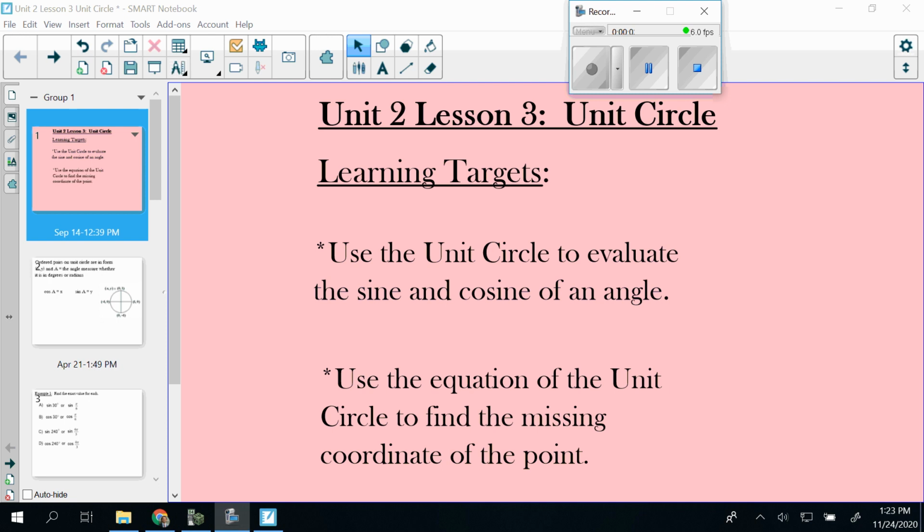All right, we're going to keep extending on unit circle today. We're going to look at how to tie in sine and cosine to the unit circle, and also, given one coordinate on a unit circle, be able to find the other coordinate.